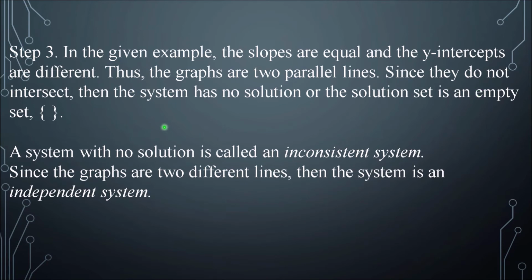The two lines do not intersect. Therefore, the system has no solution, or the solution set is an empty set. Now, a system with no solution is called an inconsistent system. Take note, if there's a solution, it is called consistent. If there's no solution, it is called inconsistent. Now, since the graphs are two different lines, then the system is an independent system.